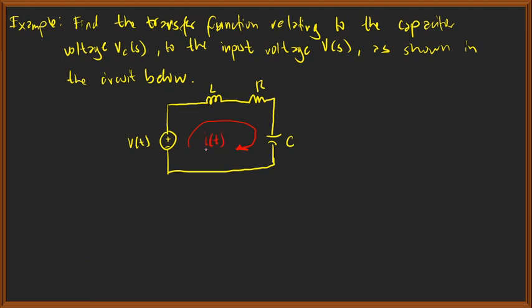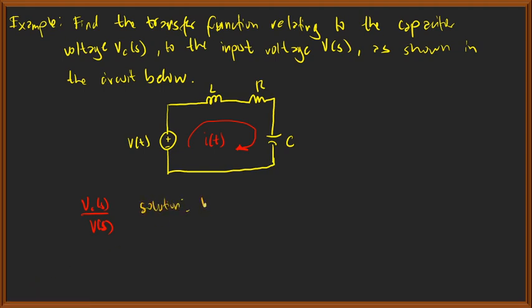Okay. So the problem is, we need to get the transfer function relating the capacitor voltage to the input voltage. So when you say relating to the capacitor voltage, we need to get the transfer function Vc(s) all over V(s). So that is the transfer function that we are going to get. So we have our solution.